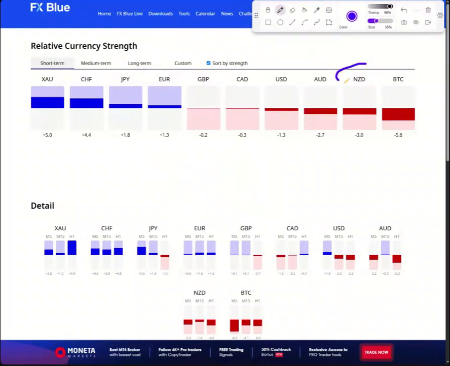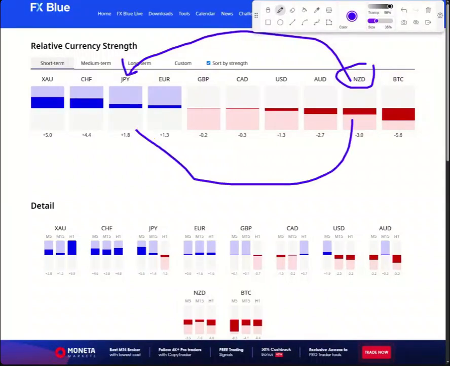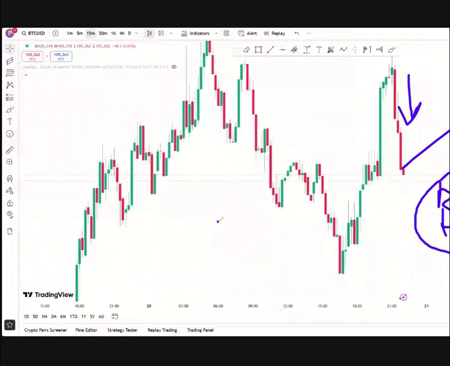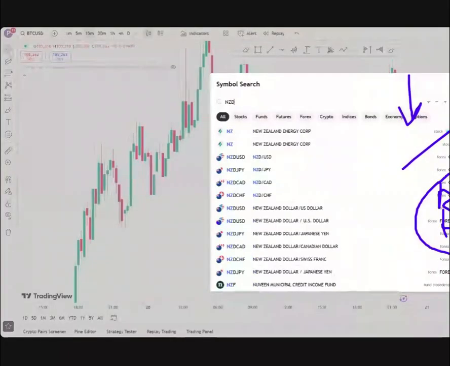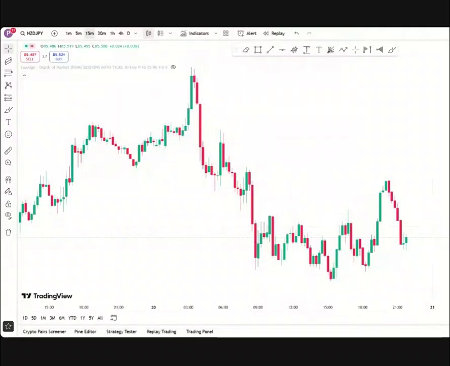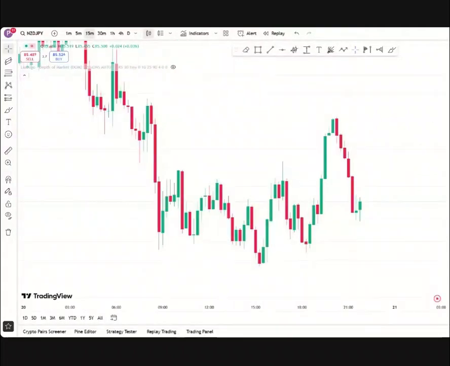We have started with a weaker currency. NZD is weaker than JPY. So if we start with a weaker currency, you should be looking for sell positions. So in case we go back to the chart and open NZD JPY, you will find it going down. Let me show you, Brian. You'll just get it. So this is NZD JPY. You can see it's going down. It's bearish. Why? Because NZD is weaker than JPY.